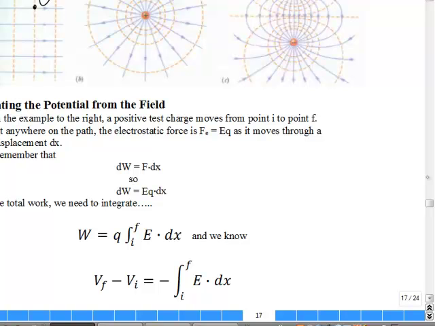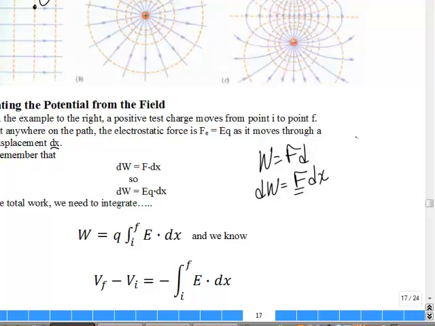And so what you need to remember is a couple of things. Remember that work is going to equal force times distance. And so if we are doing a bunch of little bitty paths here, we're going to break into little bitty components. That's where that dW comes from. We're going to have the force times the little bitty dx.